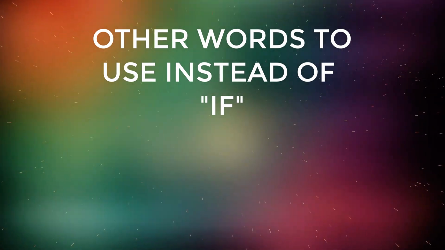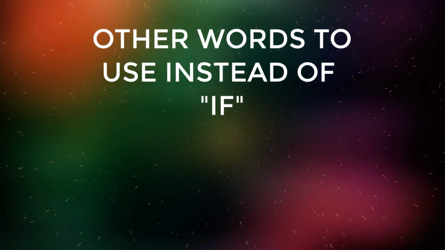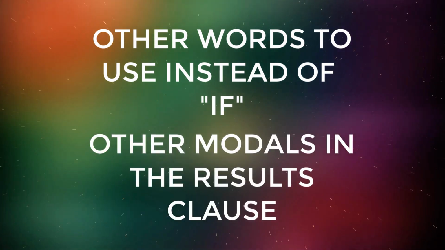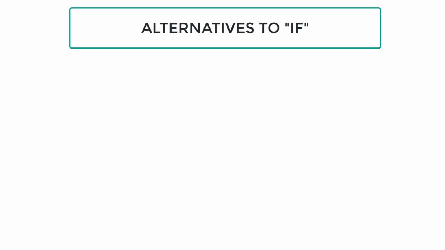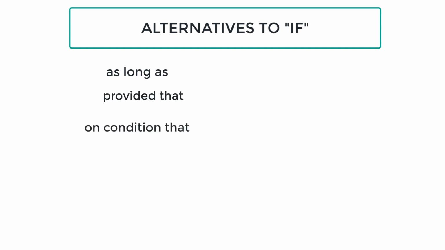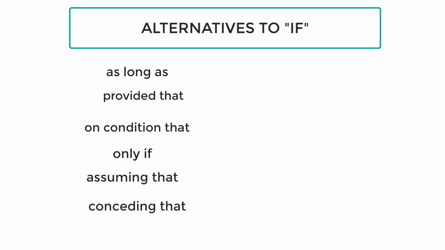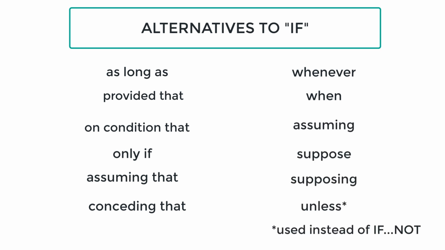Now let's go on to look at words that we could use in place of if in the if clause and modals that we could use in the results clause. Now there are some alternatives to if. You can use other words or expressions instead of if. You can use as long as, provided that, on condition that, only if, assuming that, conceding that, whenever, when, assuming, suppose, supposing, and unless. Let's look at other modals that you could use.